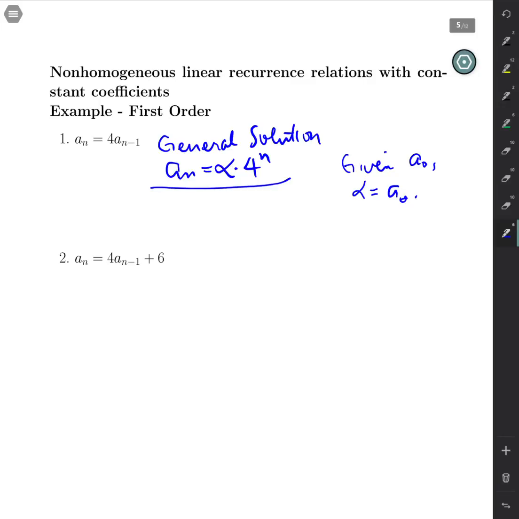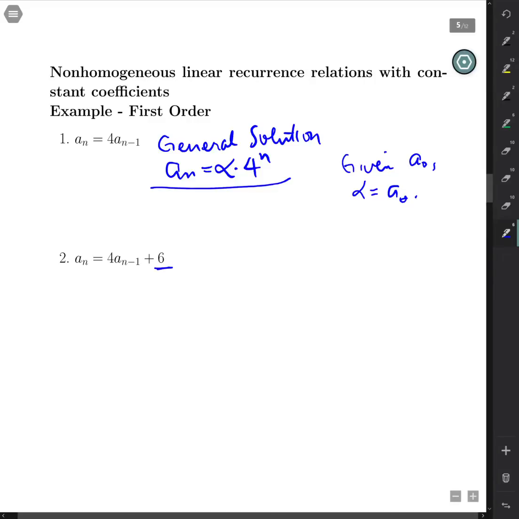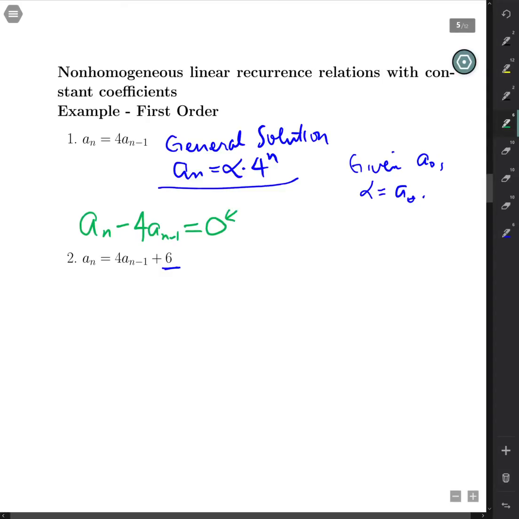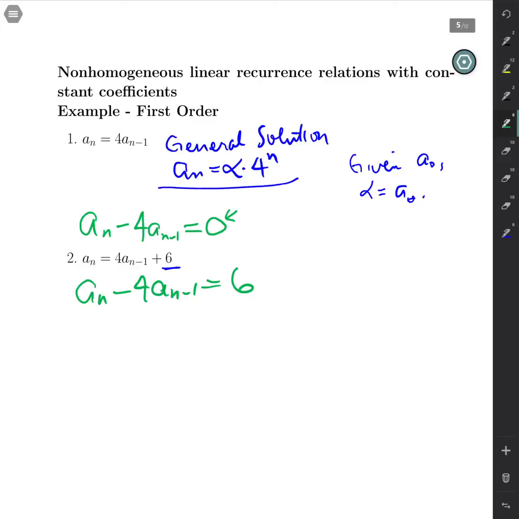Here's our first non-homogeneous one we'll consider with the 6 here, and I might point out the contrast between this and the one before. We could have written the one before in this form here, putting all of the terms of the sequence on one side of the equation and anything else on the right hand side. And the 0 here is the indicator that it's homogeneous. So in this one right here, if we did the same thing, we'd have a_n minus 4a_{n-1} is equal to 6. So what we're trying to do is find a solution of that.